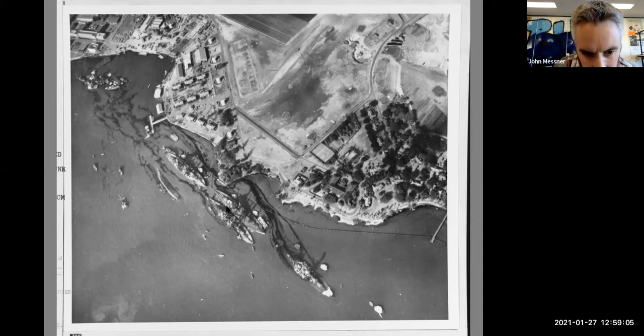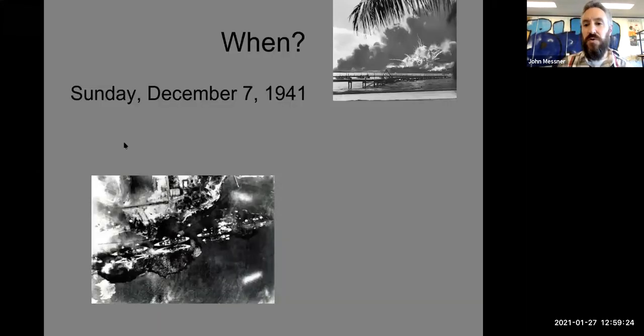And then, am I right? So here's West Virginia. Here's the one that's spun over and twirled over. And then this is, I thought this was the Arizona. Maybe I was wrong, but maybe it's this one right here because it's completely sunk. So, okay. And so again, when did this attack happen on Pearl Harbor?